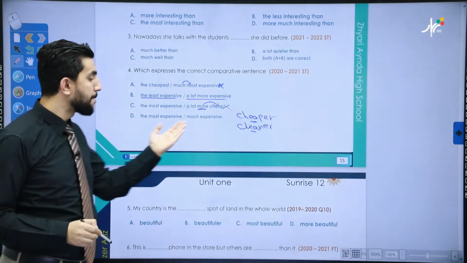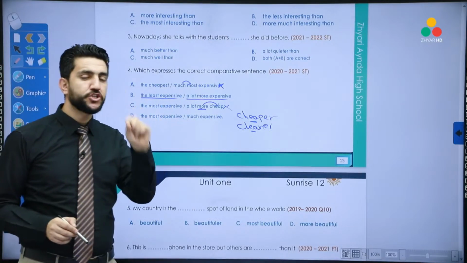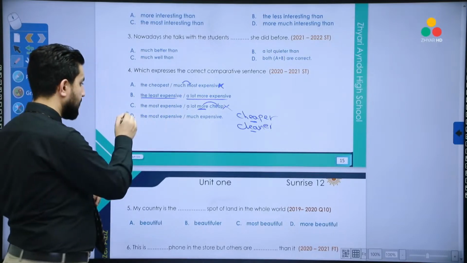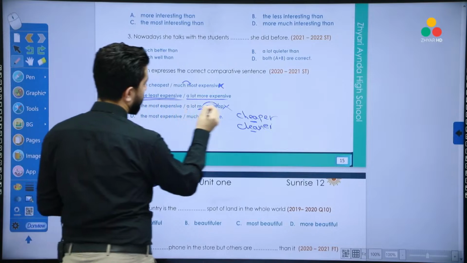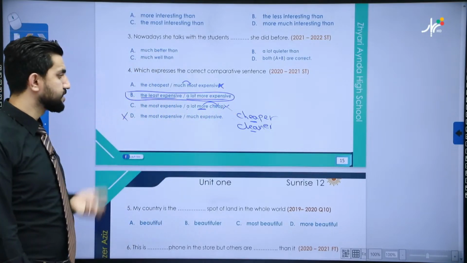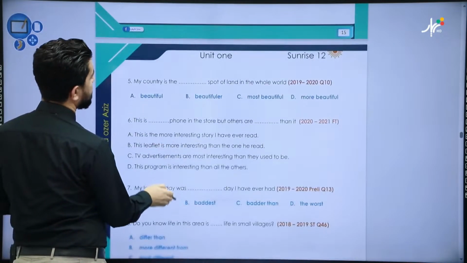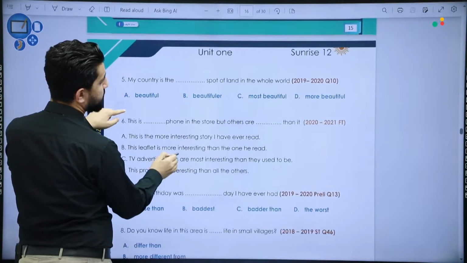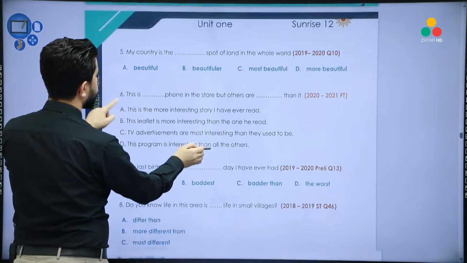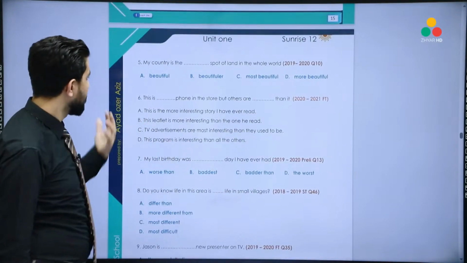The most expensive, much expensive. Much expensive. We said much, we use it with comparative. We say much more expensive. So that means this one is also wrong. The right answer would be this one. Let's do some more exercises on this. 2020 or 2019 question. Let's see, this one I think is a bit easier than the previous ones.